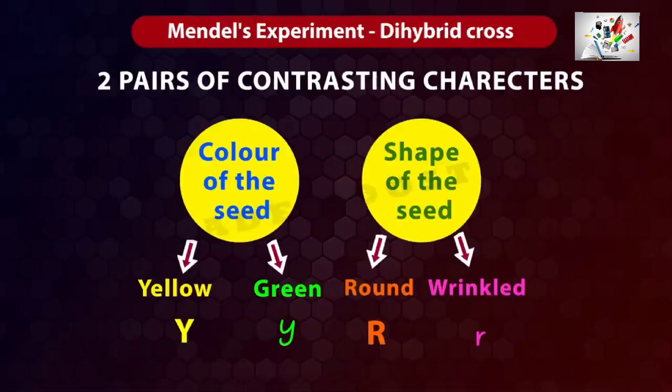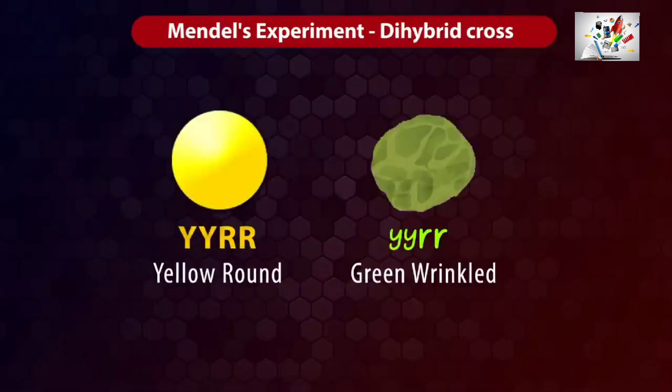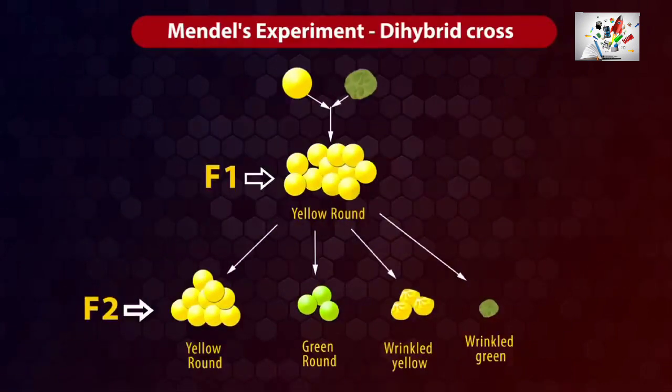Now let us see the dihybrid cross in pea plants. In a dihybrid cross, we consider two pairs of contrasting characters. Mendel crossed a pure breed of round yellow seeds with a pure breed of green wrinkled seeds. In the F1 generation, Mendel got all round yellow seed plants. All of them are heterozygous round and yellow.